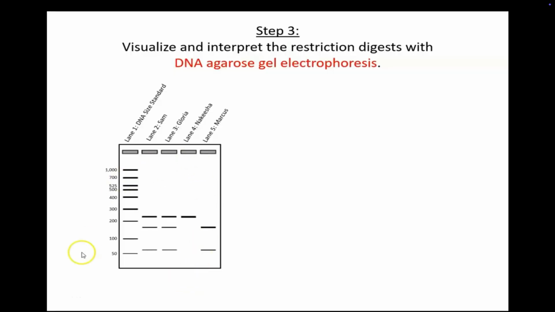Okay, so here are the results of our gel. In each separate lane, we have the PCR and restriction digests from our family members, the father, the mother, the daughter, and the son. In the first lane, we have our DNA marker, which we use to compare the size of our DNA products to. So what do we have here? What is this DNA fingerprint, and what does it mean?